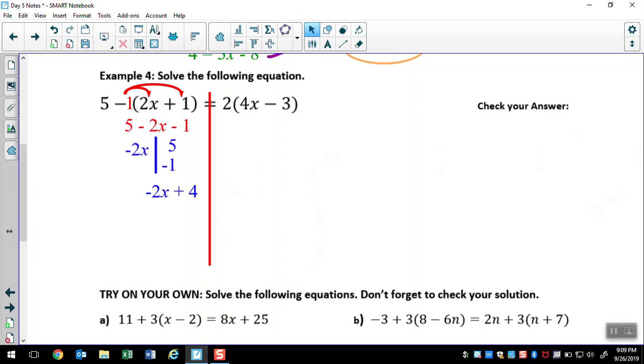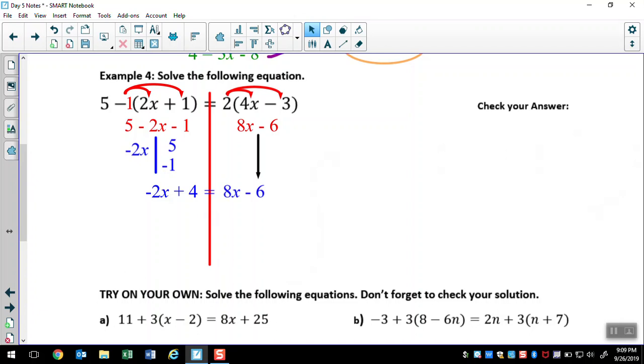Now I'm going to come over here and I'm going to simplify this side. So I'm going to distribute my 2 to the 4x and then to the 3. When I do that, I end up with 8x minus 6. So there's nothing more I can do here. I have no like terms, so now I can just bring him down. Now I'm in solve mode.